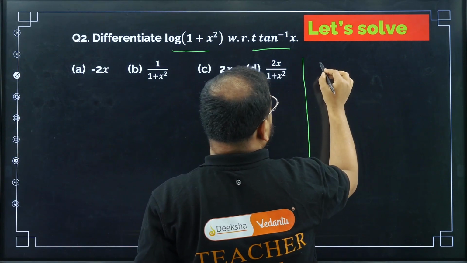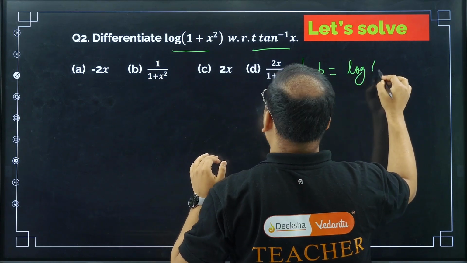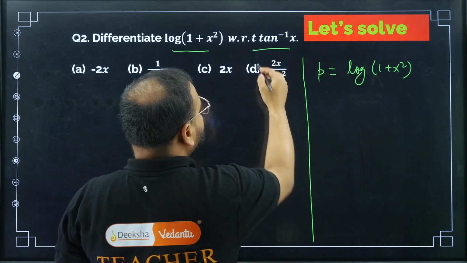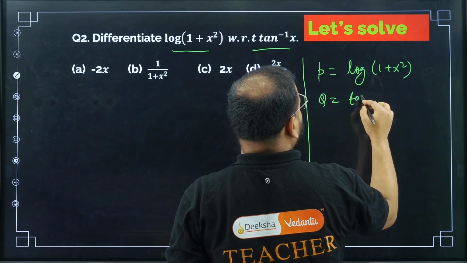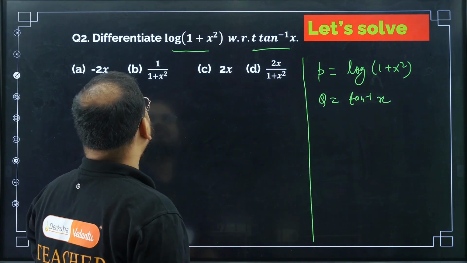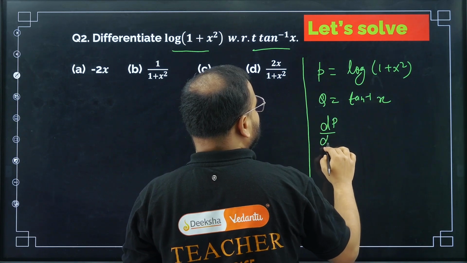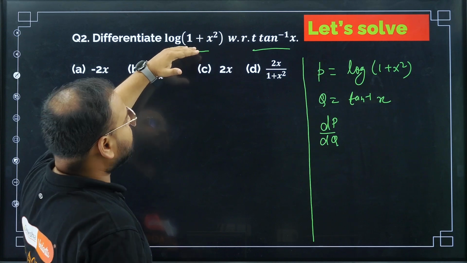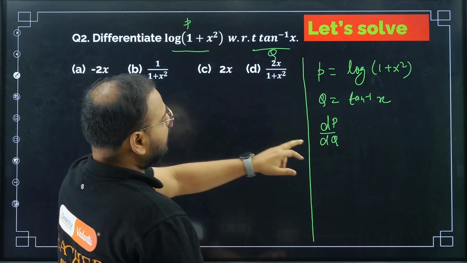Okay, let me name it as p equals log of 1 plus x square. What about this? Q equals tan inverse of x. What are they asking for? They are asking for dp by dq. Differentiate p with respect to q.